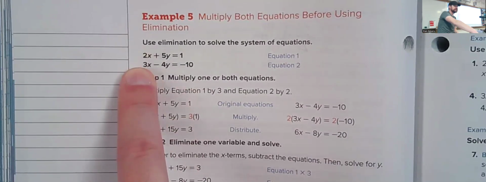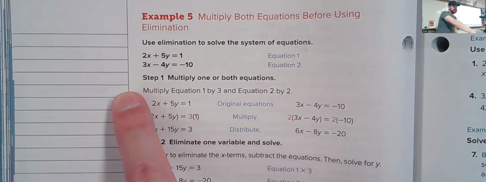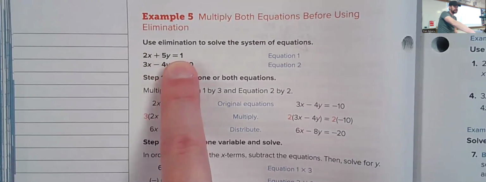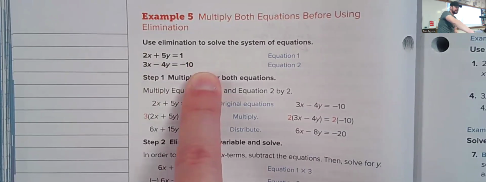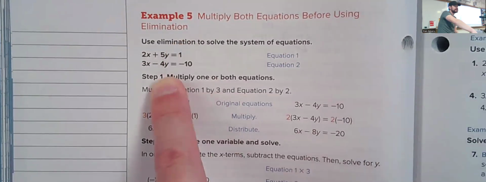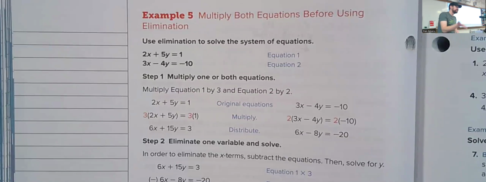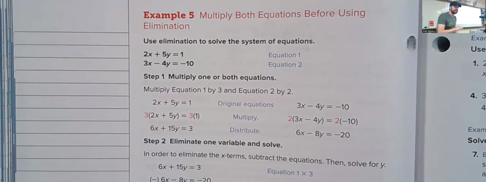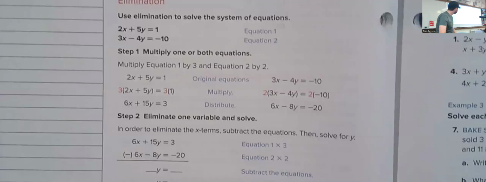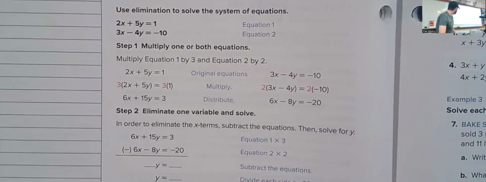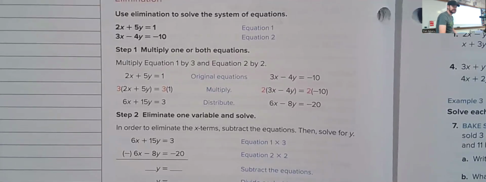Then we could subtract. Or you could multiply the top equation by 4 and the bottom equation by 5 to get positive and -20 in front of the y's, and then you would add them together. It doesn't actually matter how you do this as long as you get the same or opposite values in front of x or y. Now, it looks to me like they're going with the idea of getting 6 in front of the x.